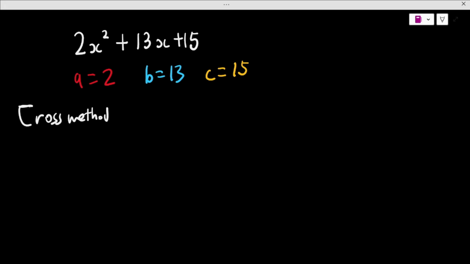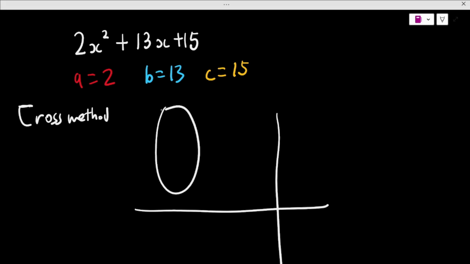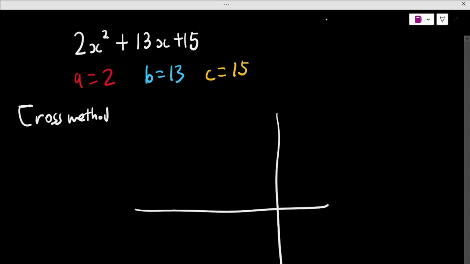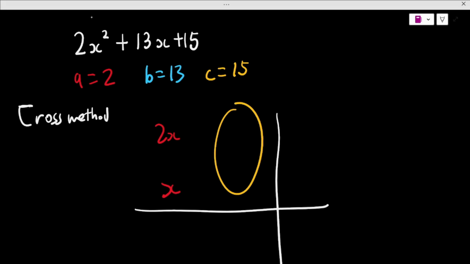This method is really similar to the tic-tac-toe method. We are going to be drawing something like this. These two spaces we are going to fill up with factors of 2x, so it's still going to be 2x and x. These two, we're going to fill up with factors of 15. Let's try 3 and 5 again, because we already know.